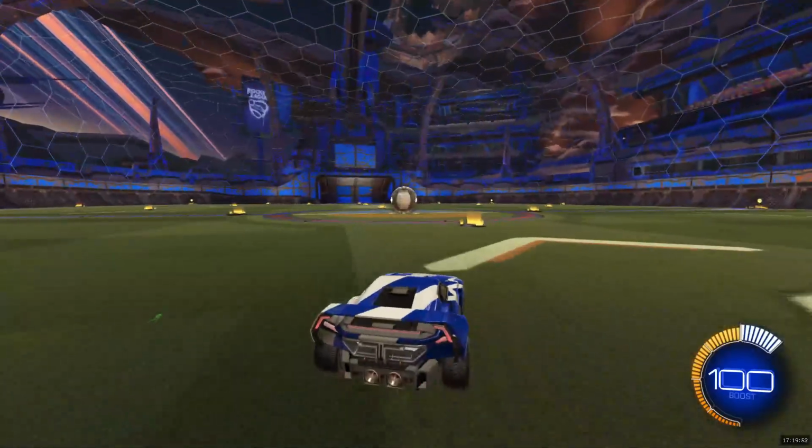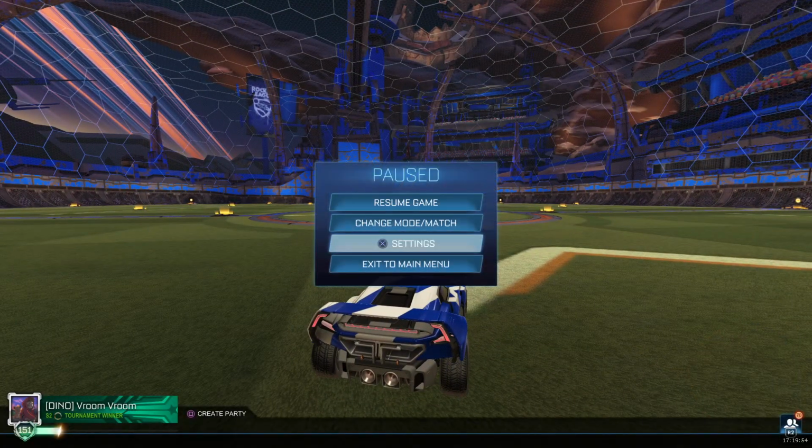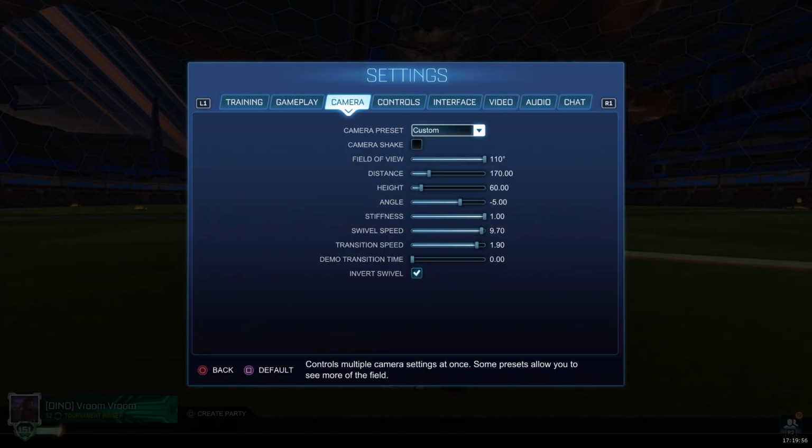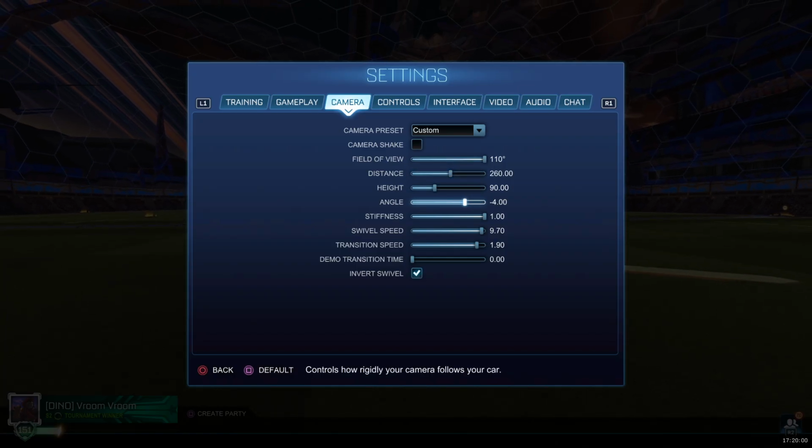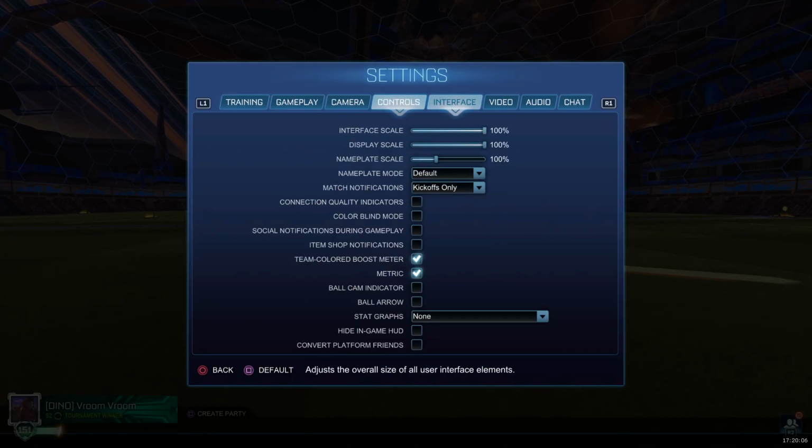Now, let's talk about hitboxes, my favorite part. Hitboxes are really interesting. I might not be able to explain why, but I'm going to explain the differences.